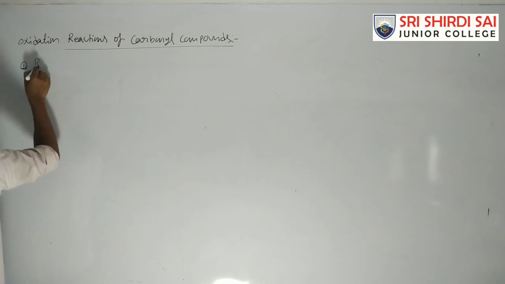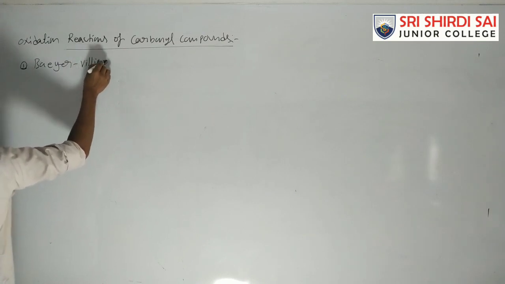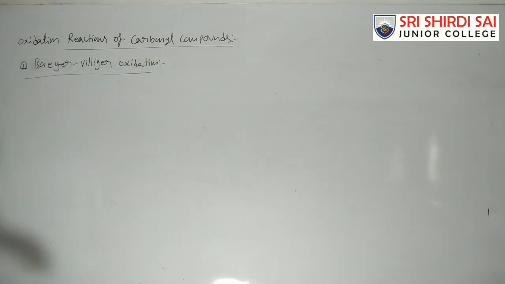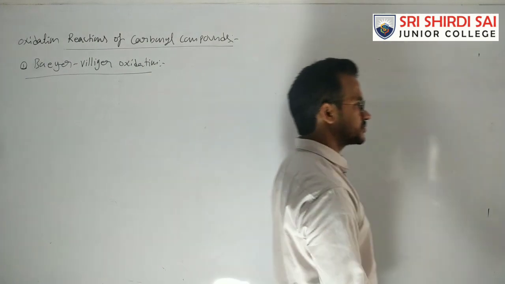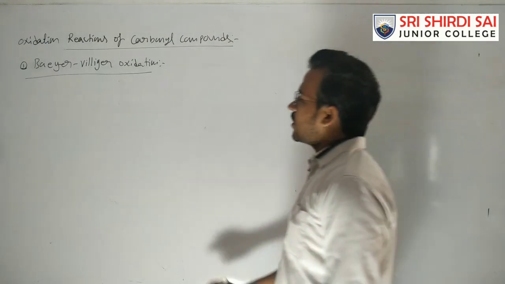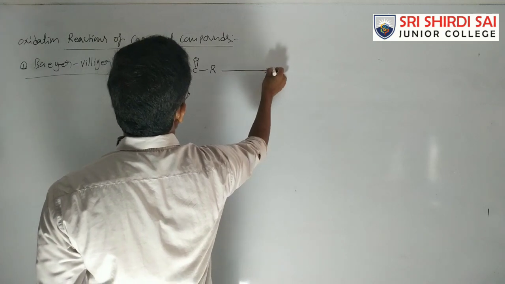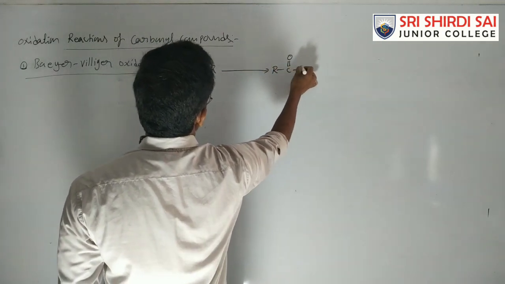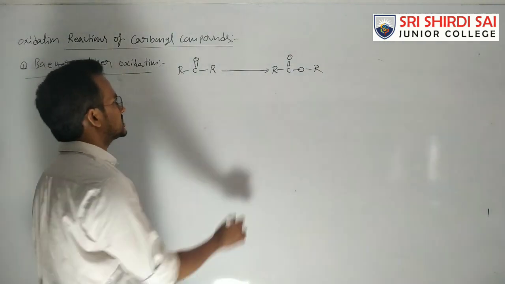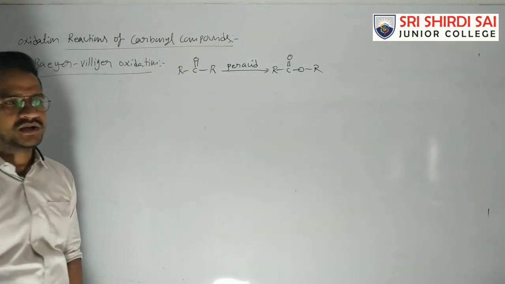The first oxidation reaction is the Baeyer-Villiger oxidation reaction. In this Baeyer-Villiger oxidation reaction, ketones are converted to esters. Conversion of ketones into esters takes place on treating with peracid.